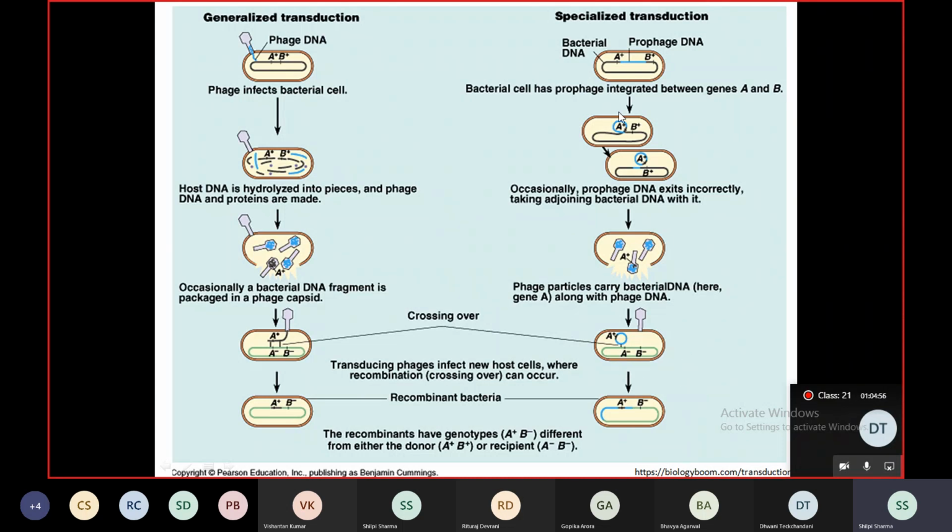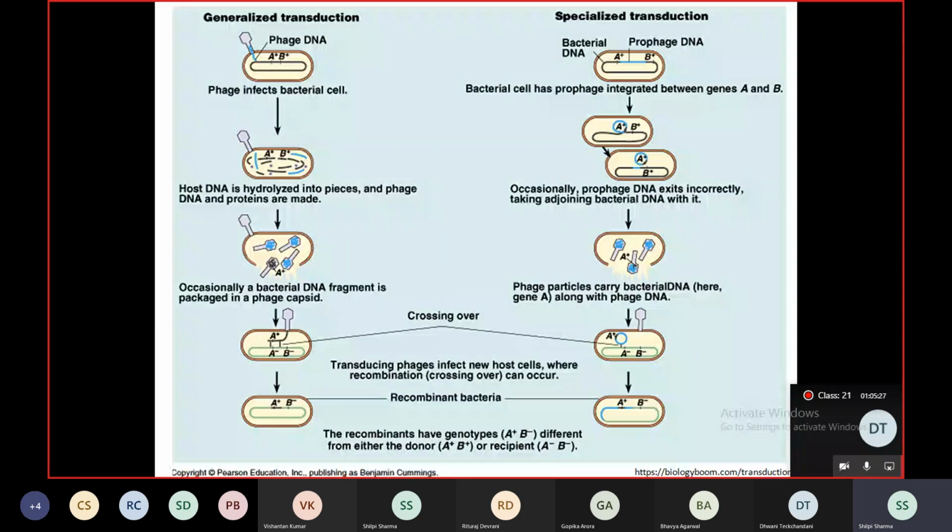But why is it specialized here? Because there cannot be a random transfer of the bacterial chromosome, only the flanking markers. The markers flanking the region of integration are the only ones which can be transferred, whether it is on the left side here or the right side here. Either A plus or B plus can be transferred here, leading to the formation of recombinant bacteria.